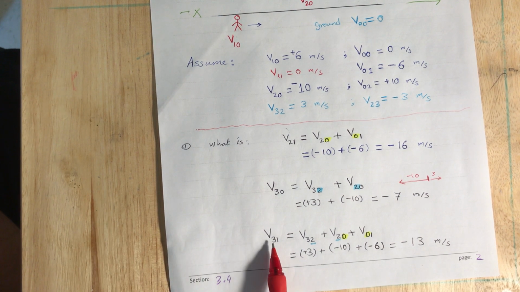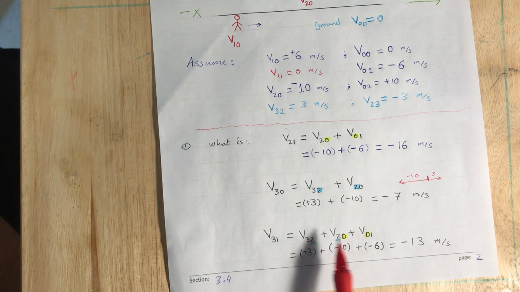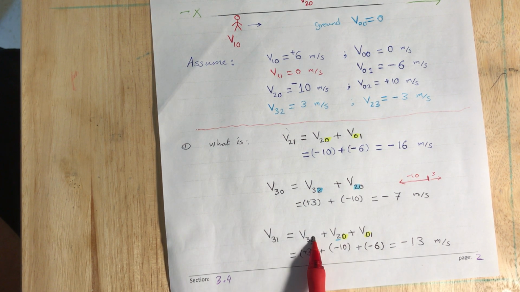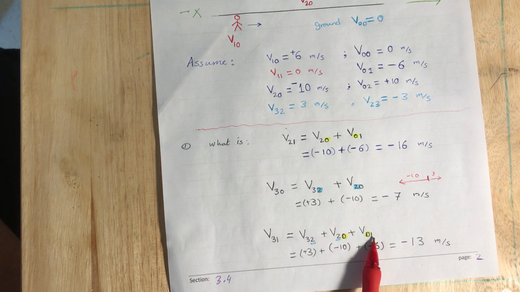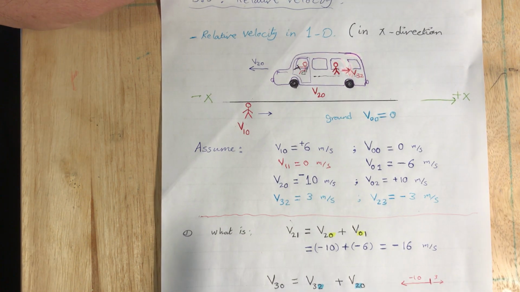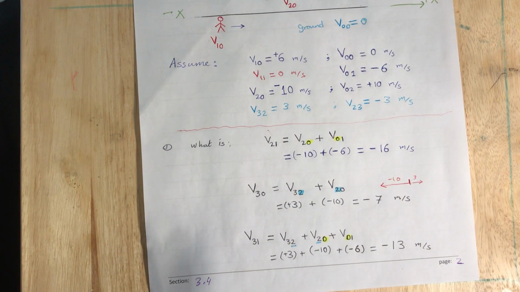Again, look at the indices. I need V3 1. I start with V3 2, V2 0, V0 1. 2 goes with 2, 0 goes with 0. I start with 3 and end with 1. This is the relative velocity in one dimension. I will move in the next part to the relative velocity in 2 or 3 dimensions.